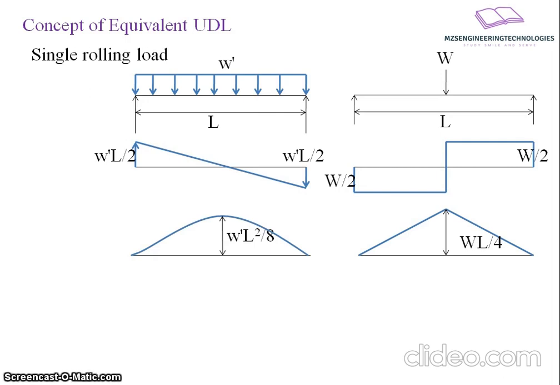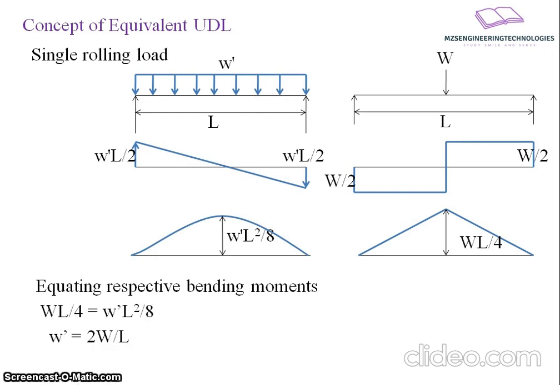To find the equivalent value, we have to equate the bending moments generated in both conditions: WL by 4 for the point load is equal to W dash L square by 8, from which after simplification we can find the equivalent UDL, W dash equals 2W by L, ensuring that there is no change in the effects.